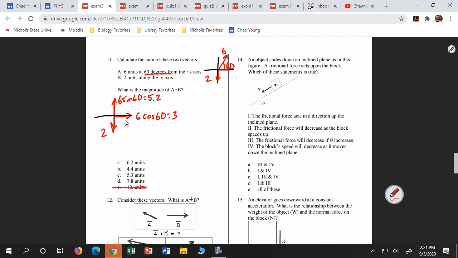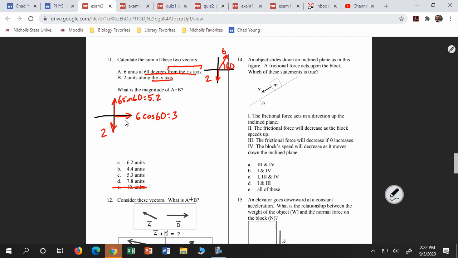This one was fairly straightforward, but I'm just looking for where my angle is measured from and what axis that vector is on. So just be careful that you draw those correctly, because if you don't, you could get an answer that's possibly one of the available answers.